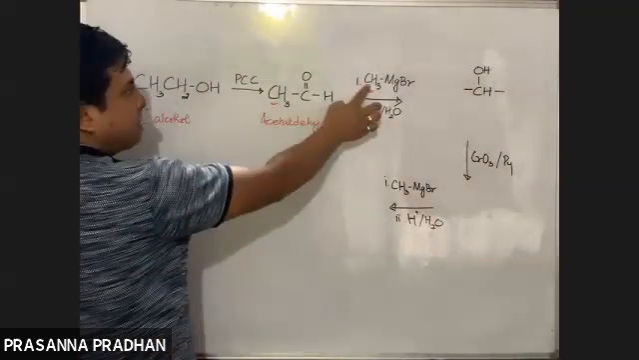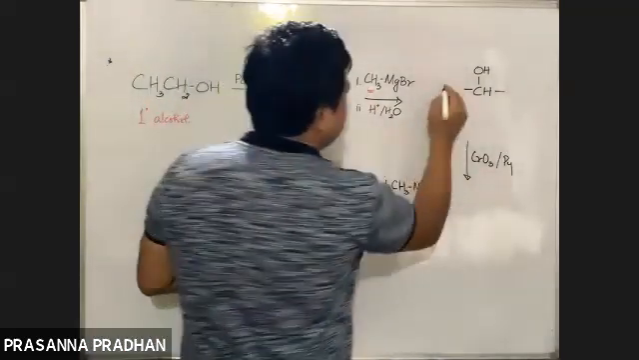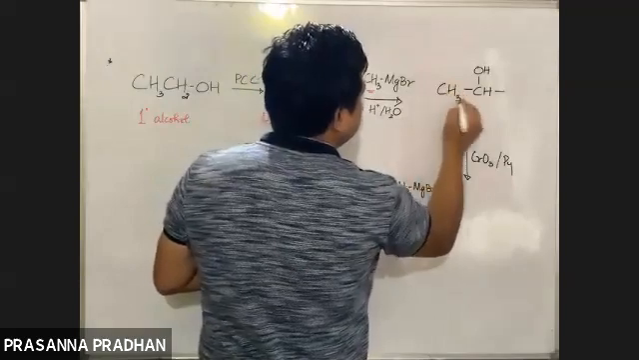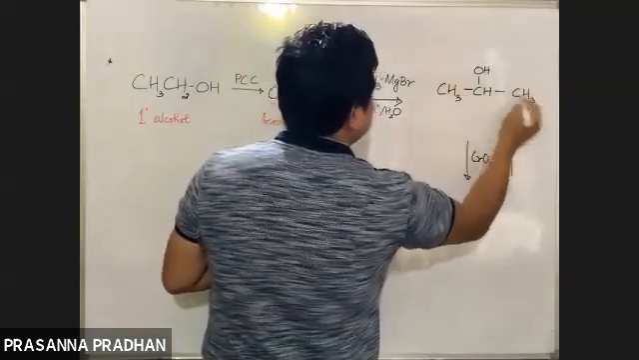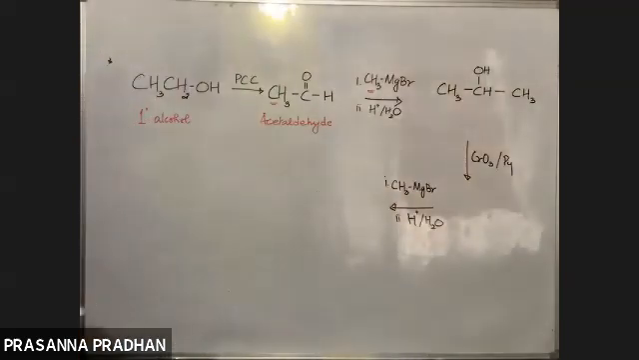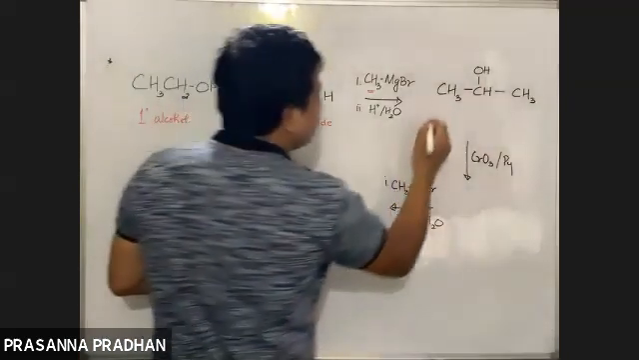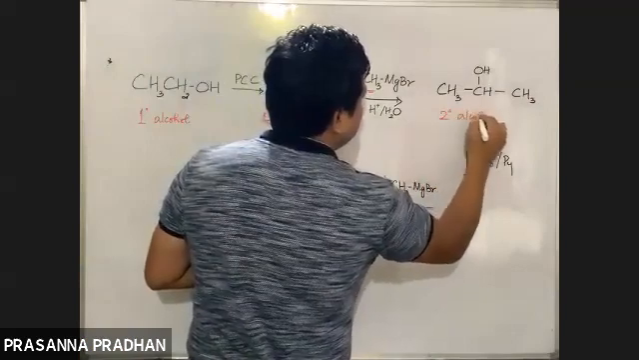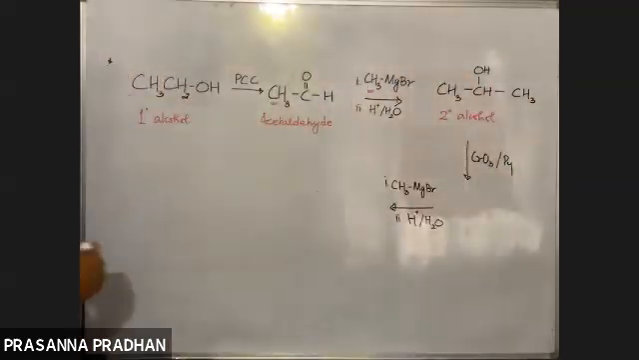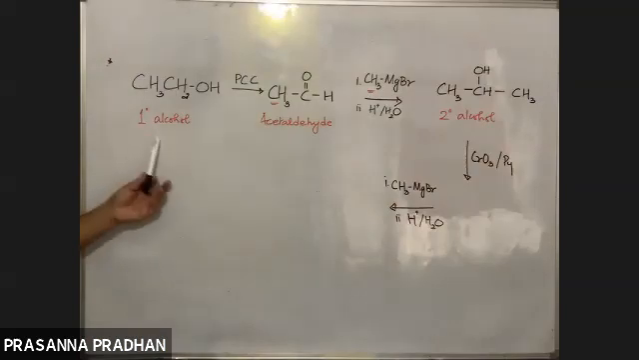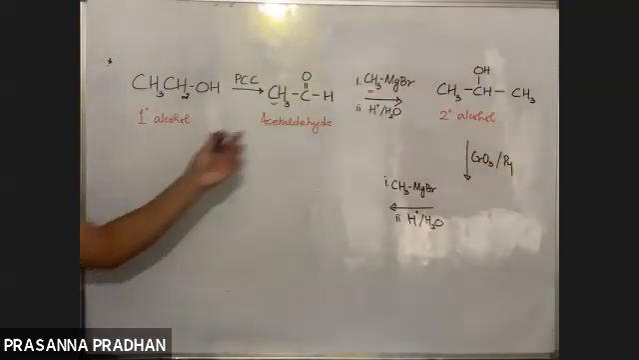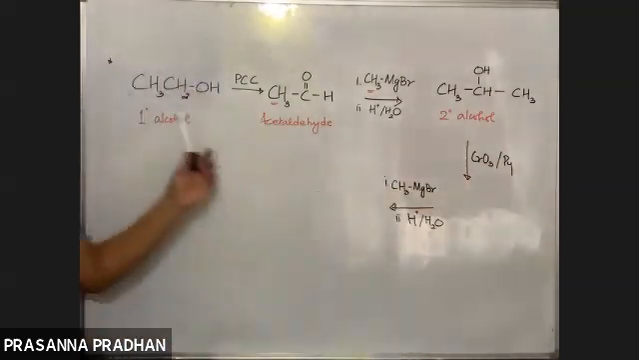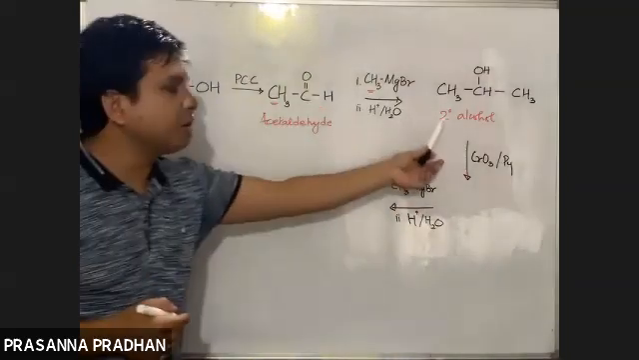Both the alkyl groups are CH3, so I'll put 2 alkyl groups out here. CH3, followed by acidic hydrolysis, we get this. So what is this? This is a 2 degree alcohol. So yes, this is the method for the conversion of a 1 degree alcohol to a 2 degree alcohol.